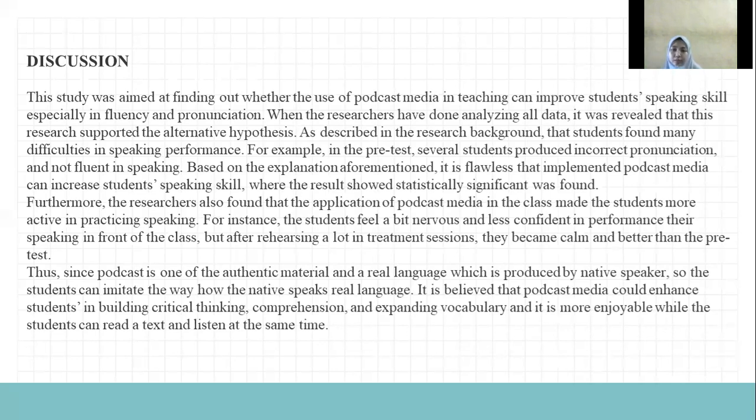As described in the research background, the students had difficulty in speaking performance. For example, in the pretest, several students produced incorrect pronunciation and were not fluent in speaking. Based on the explanation, it is clear that implementing podcast media can increase students' speaking skill, where a statistically significant result was found. Furthermore, the researcher also found that the application of podcast media in the class made students more active in practicing speaking. For instance, the students felt a bit nervous and less confident when they spoke in front of the class. Science podcast is an authentic material with real language produced by native speakers, so the students can imitate the way natives speak real language.